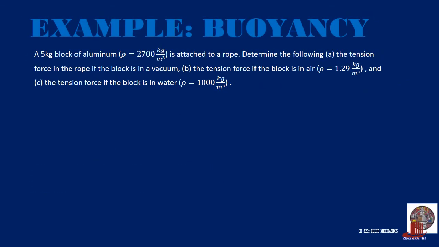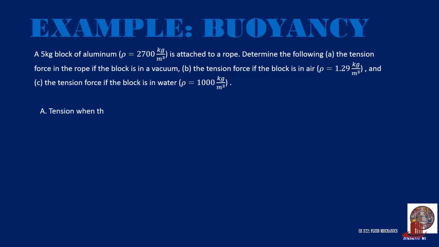Here is a buoyancy example. A 5 kilogram block of aluminum with density of 2,700 kilograms per cubic meter is attached to a rope. Determine the following. A. The tension force in the rope if the block is in a vacuum. B. The tension force if the block is in air with density of 1.29 kilograms per cubic meter. And C. The tension force if the block is in water with density of 1,000 kilograms per cubic meter.